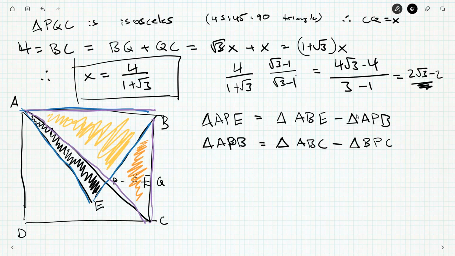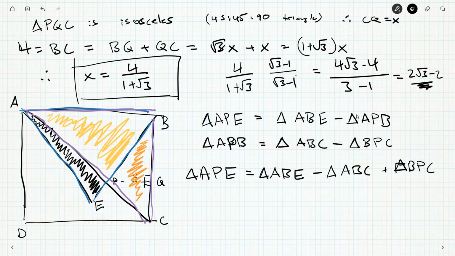Now I don't actually need to work out this yellow area, this APB, because now I can combine these two. The area of APE, the thing I want, is ABE, an equilateral triangle, minus ABC, and then minus negative PBC, so plus BPC. And these are areas I can work out now.